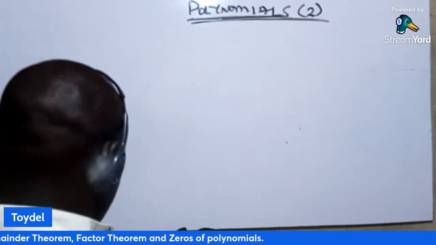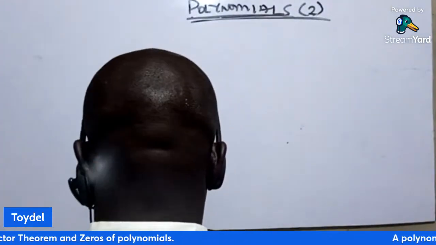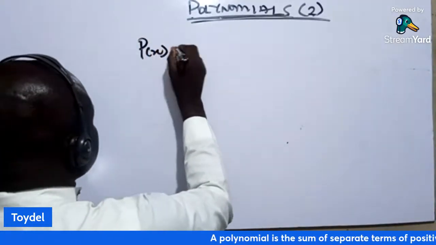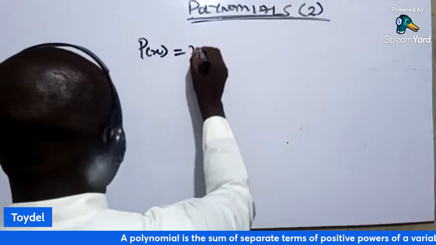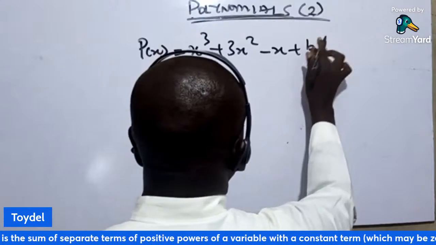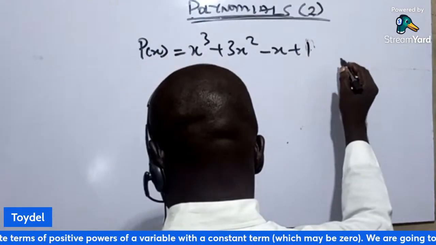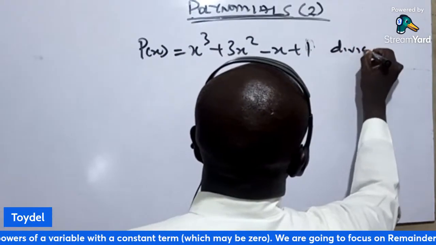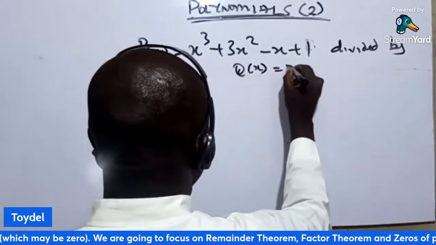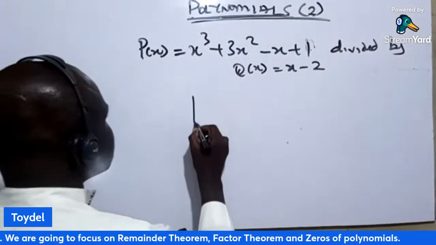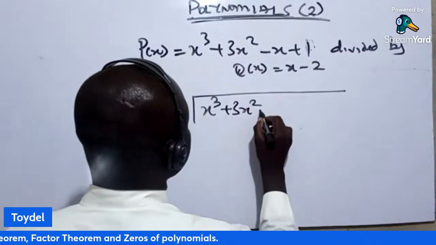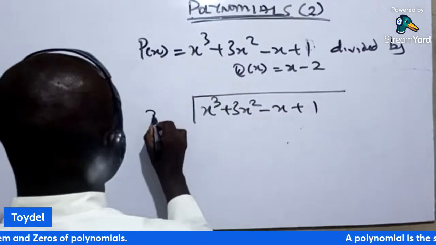But before I do that, I will briefly go over, as a reminder, the division of polynomials. For instance, if you have a polynomial p of x, which is equal to x cubed plus 3x squared minus x plus 1, divided by polynomial q of x, which is given as x minus 2. Of course, if you want to do this, we use the long division method. This will be x cubed plus 3x squared minus x plus 1 divided by x minus 2.